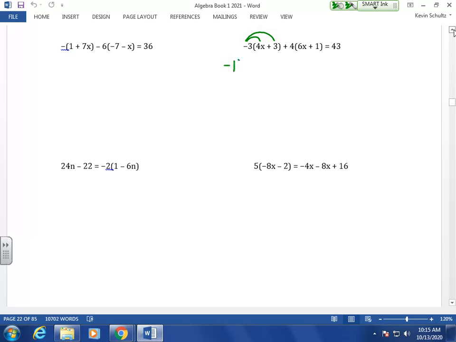That gives us -12x minus 9. Then we've got +4 times 6x and +4 times 1. That gives us +24x, 4 times 6, and +4, 4 times 1. And the 43, nothing to do there, so that just comes along for now.